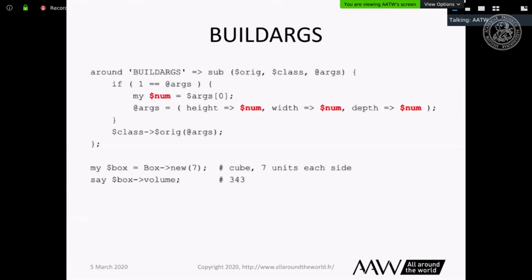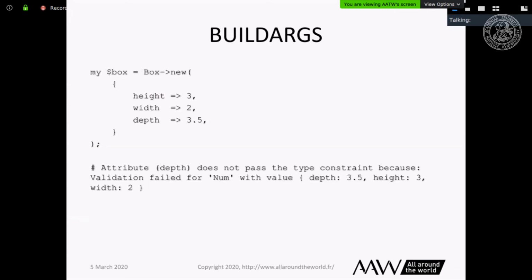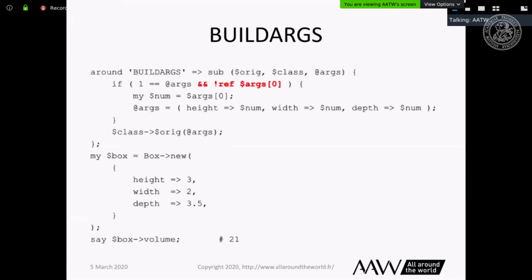So I've got to try and remember the syntax for build args. If 1 equals args, my num equals args 0, and then I call my constructor properly with the correct args, and it works great, except you're also allowed to pass in a hash ref to Moose instead of just a list of key value pairs. Then we get a data type failure. So then we have to remember to put in if 1 equals at args and not ref.